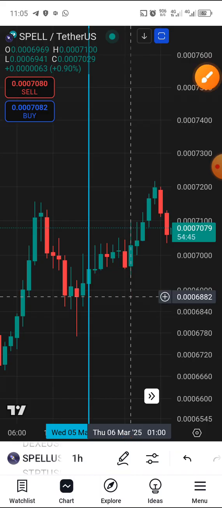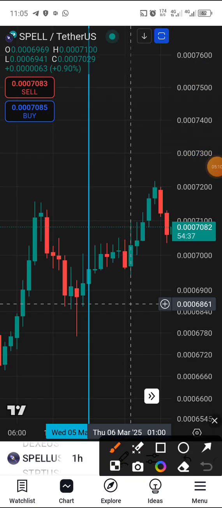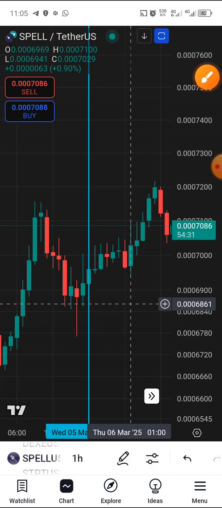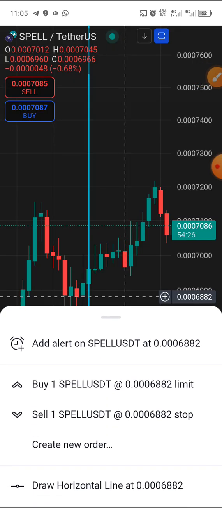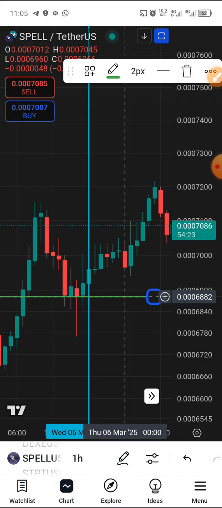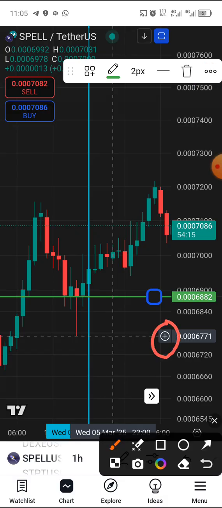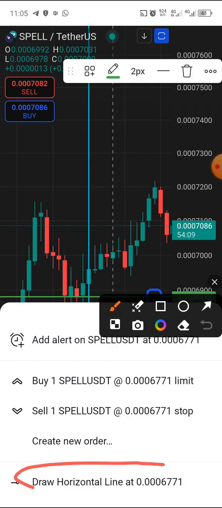It is simple. Just touch and hold your screen at any point and you will see this dotted line here. Now drag it to the point where you want to draw your line, like here at the body close and the body opening. You draw there a line. You drag it to another point where you want to draw. Touch on this plus button here, then come here. You see, draw horizontal line.